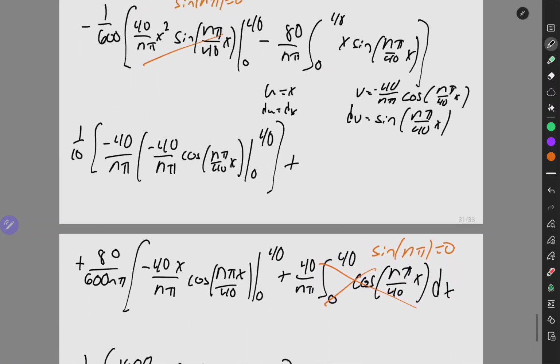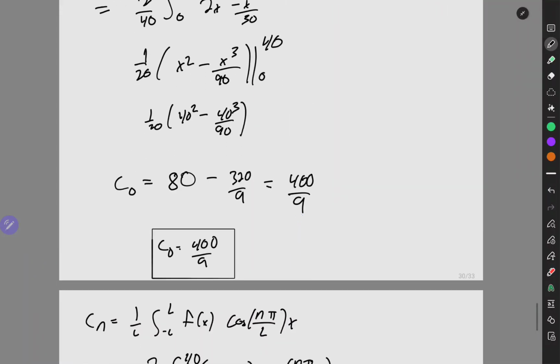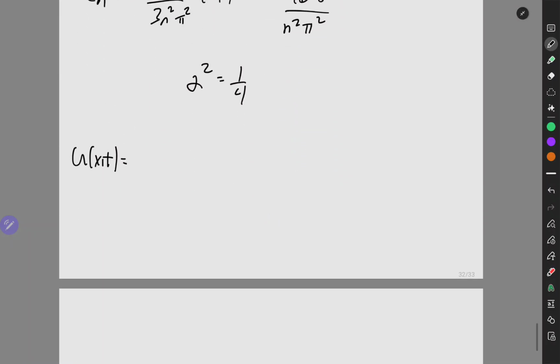So what's our A naught? I mean our C naught. 400 over 9. Remember, it's divided by 2, so it's 200 over 9 here. Minus sum n equals 1. 200. I better write smaller because this is going to be kind of long.